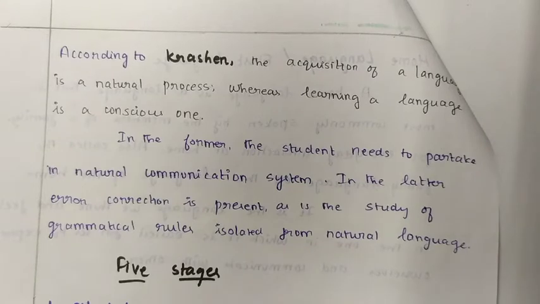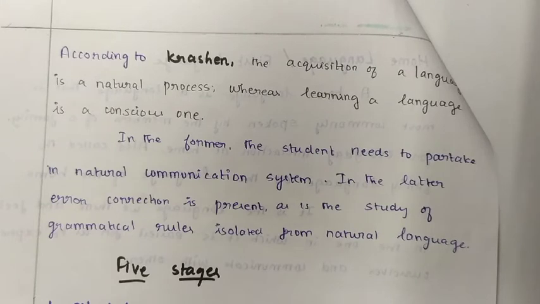In the former, the student needs to take part in a natural communication system. In the first language acquisition, the students just need to take part in a natural communication system. In the latter, which is the second language acquisition, error correction is present and there is the study of grammatical rules isolated from the natural language. So there should be some grammatical rules and regulations that have to be followed.